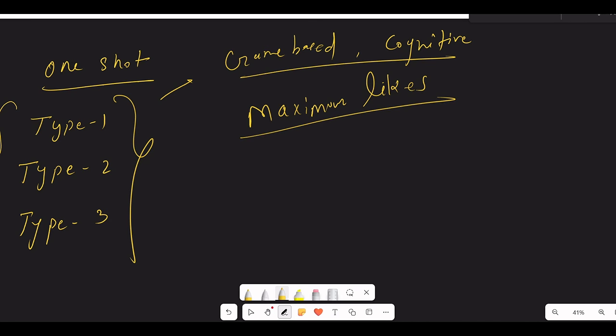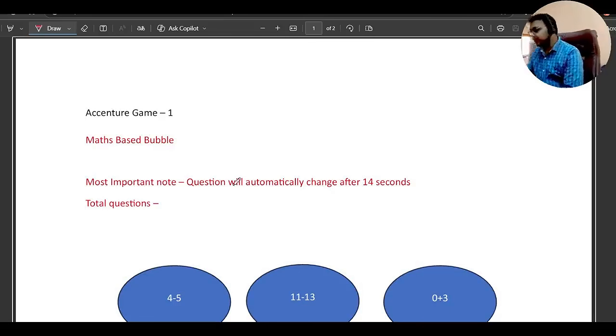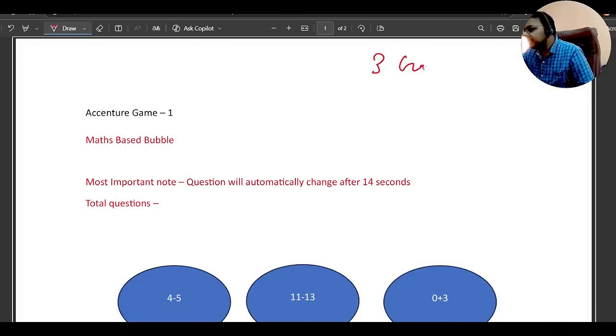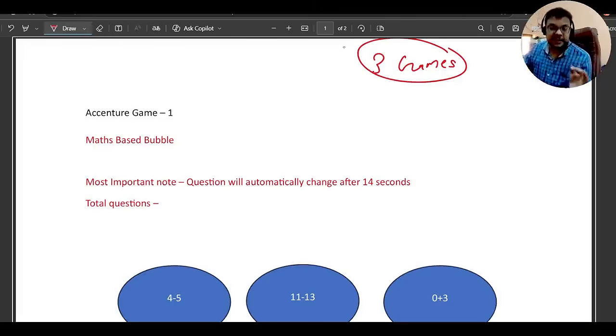Make sure to watch the games till the end, and also the tricks on how to solve the game. Let's start. I just want to tell you something. In the Accenture cognitive assessment, there will be a total of three games, and the first game will be a bubble based game. Many candidates think this game is very easy, but it is not. Why? I will tell you each and everything.